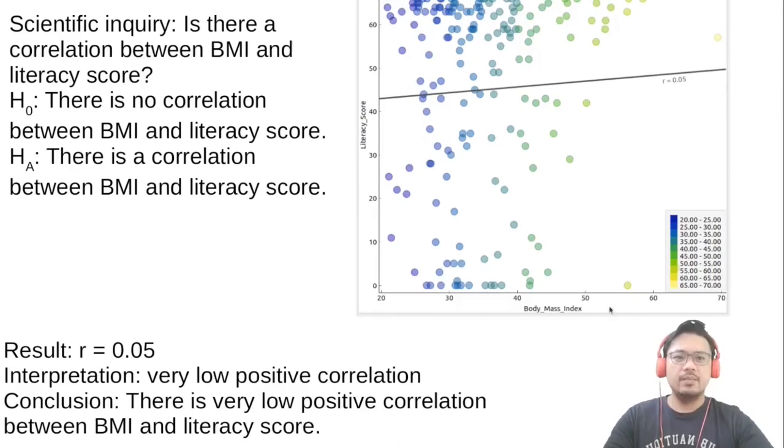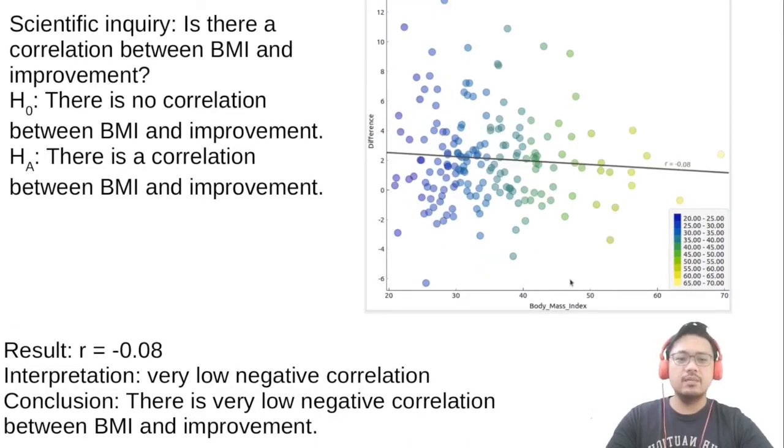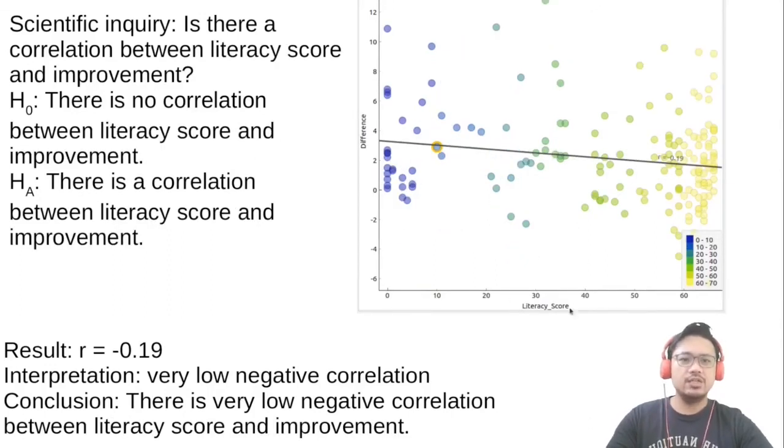Body mass index and literacy score, the resulting coefficient is 0.05. There is a very low positive correlation. BMI and improvement, the coefficient is negative 0.08, very low negative correlation. Literacy and improvement, the coefficient that we got is negative 0.19, very low negative correlation.